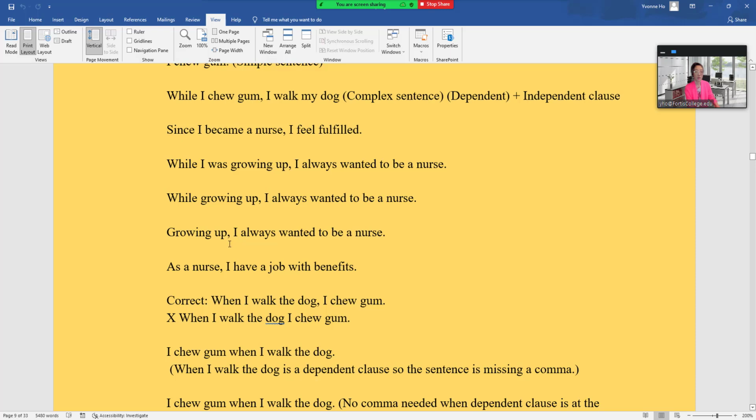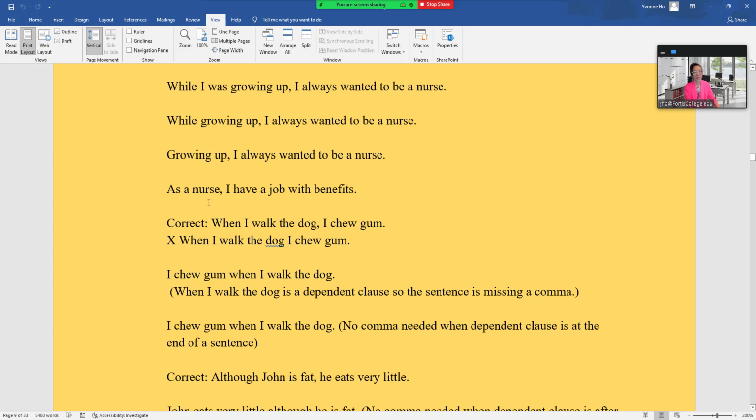You always have to put a comma when any of these dependent clauses come at the beginning of a sentence. "As a nurse, comma, I have a job with benefits." So when you have an introductory clause at the beginning of a sentence, you have to have a comma.